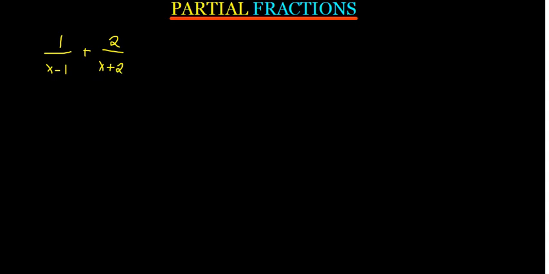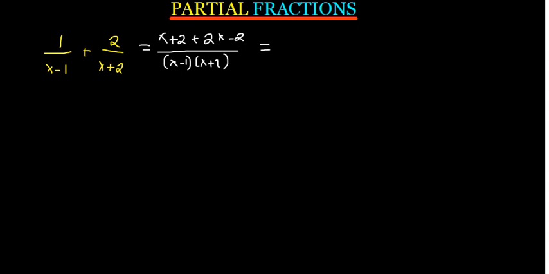So to merge this as a single fraction, get what's on top here, you multiply with what's down there. That is going to give you x plus 2. Then what's on top here, multiply with what's down. That is going to give you 2x minus 2. And then multiply the two denominators to be x minus 1, x plus 2.